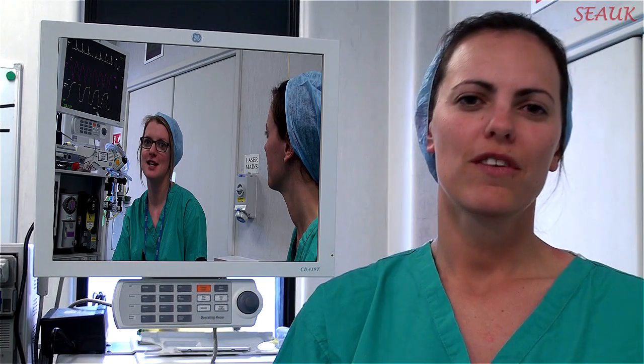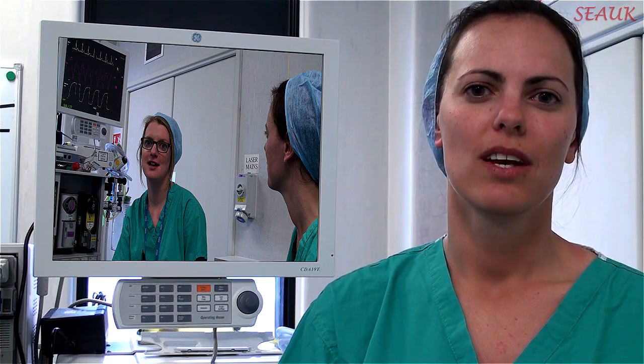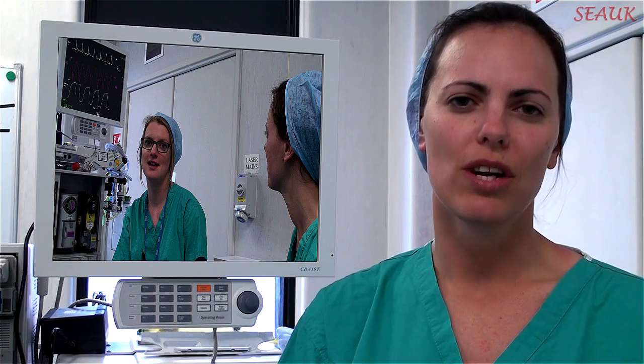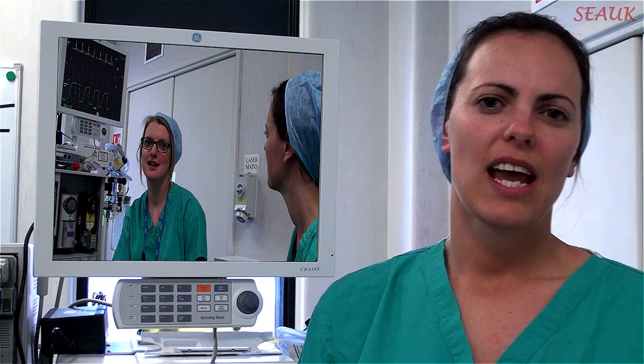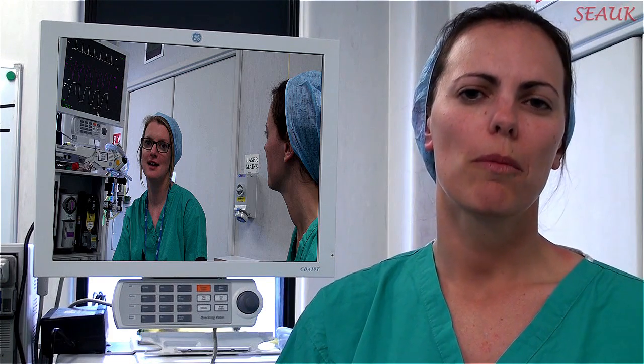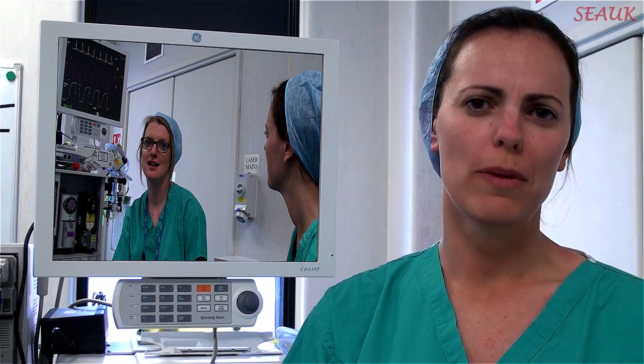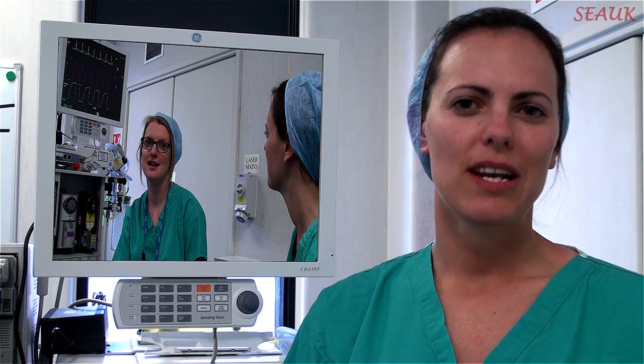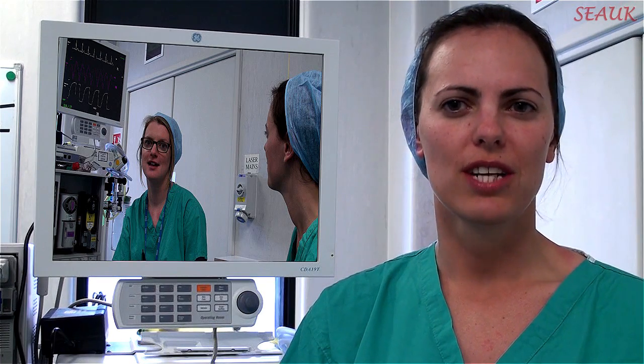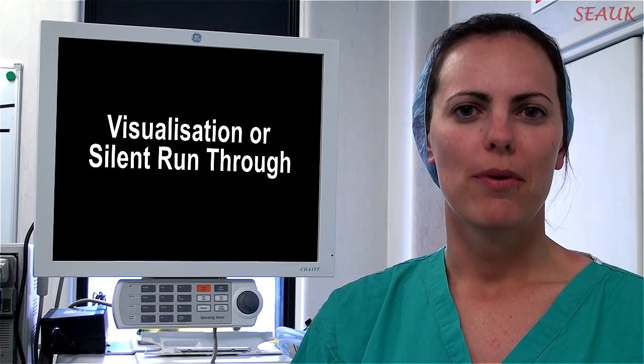The first step is contextualisation. This is where you find out their pre-existing knowledge of the skill, things like the indications, contraindications, common problems with performing the task. This is really useful for you because it means that you can target your teaching and make it appropriate for their learning.